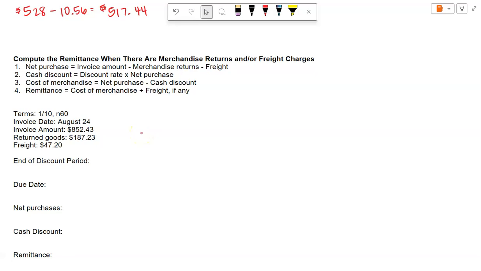Okay, so my end of discount period, also known as my discount date, so the last day I have to get my 1% discount. And notice here that we don't have just numbered days. We have August 24th. The terms were 1/10, meaning that we have 10 days after August 24th until our discount period ends.